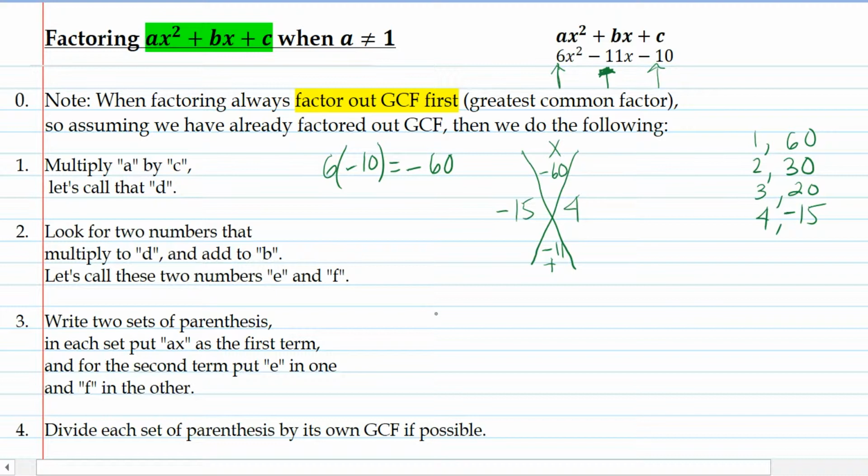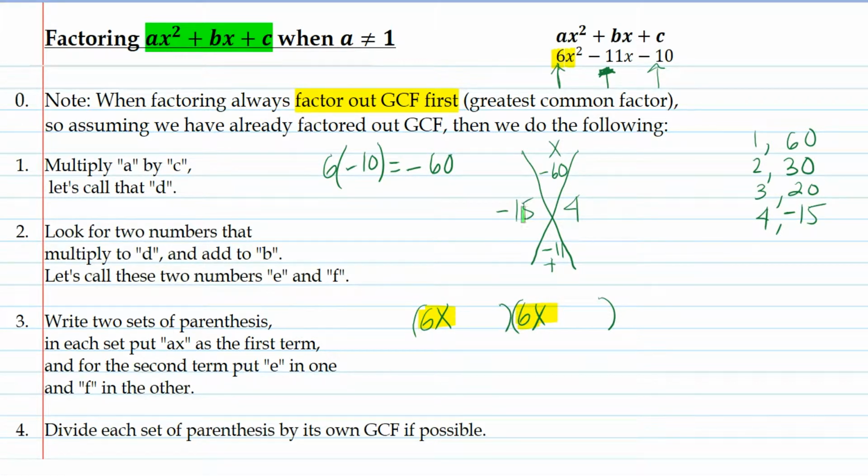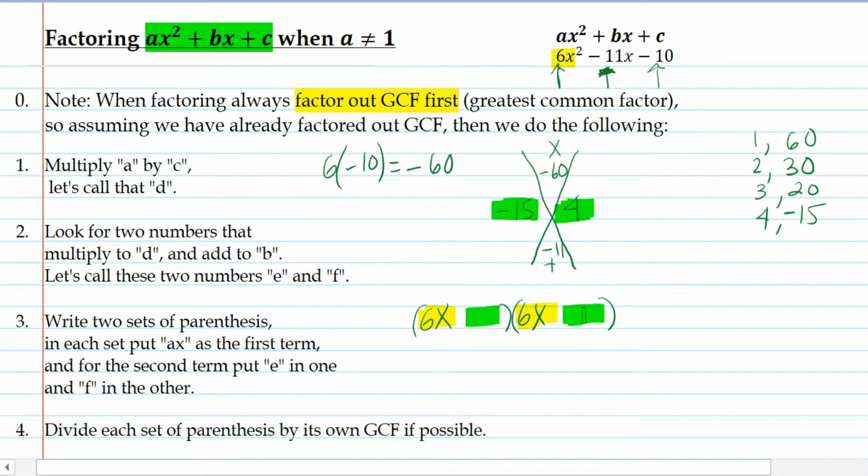So now we're going to write 2 sets of parentheses. In both of those 2 sets, we're going to put 6x. 6x comes from here. That's our AX. Then what I call E and F come from our 2 factors. We're going to put those 2 over here as our second term. So -15 and +4.